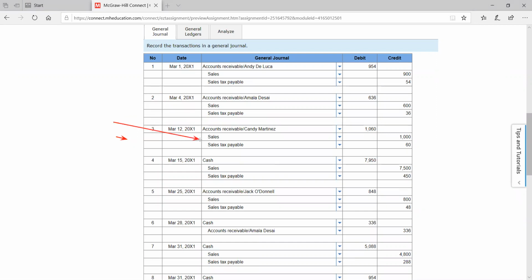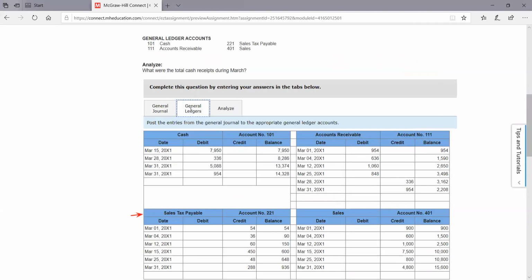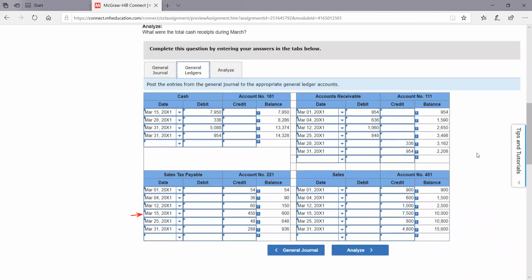The first 3 are credit sales. Don't forget to account for the sales tax. Then you got a cash sale on the 15th. You got another credit sale, and then you got a collection on the 28th. And then it looks like when you get down to the 31st, you've got another cash sale and then another collection. So just kind of keep track of who owes what at that point. And then of course, do all your postings.